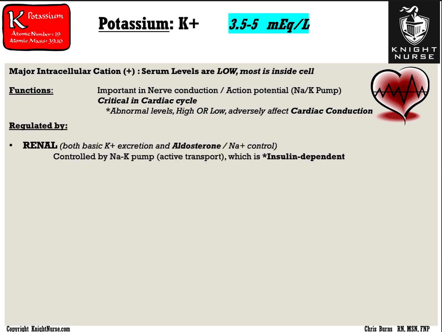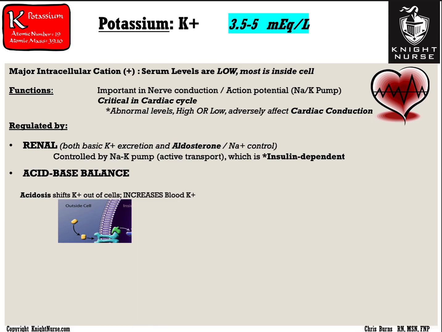It's regulated by the kidneys, renal, both potassium excretion and aldosterone. So the kidneys are very important. It's controlled by the sodium-potassium pump, which is insulin dependent, so insulin plays a role too. Also, acid-base balance. Acidosis will cause potassium to shift out of the cell.